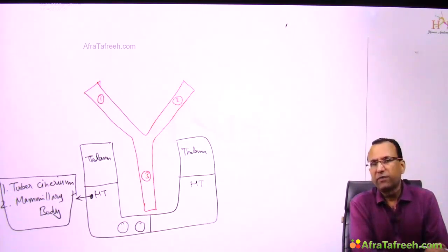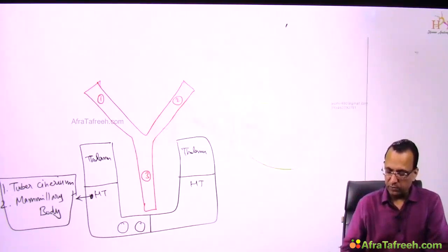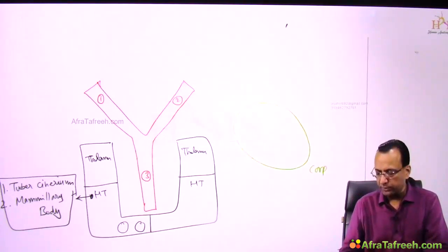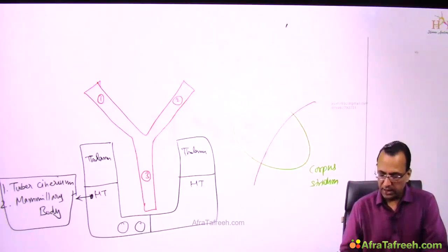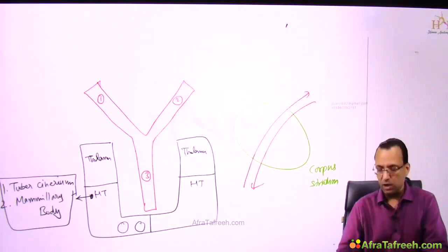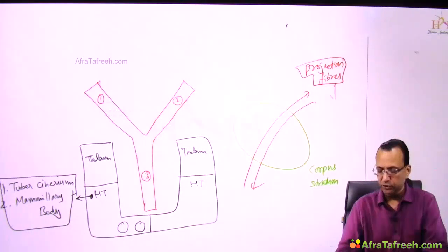Now, once you have that kind of orientation, fine. We are talking about the corpus striatum. What is happening to the corpus striatum? Actually, the corpus striatum, which is part of the basal ganglia, was bisected by some axons running up and down. Those axons running up and down are called projection fibers because they are projecting from the upper brain center to the lower brain center. Later, they will form the internal capsule.